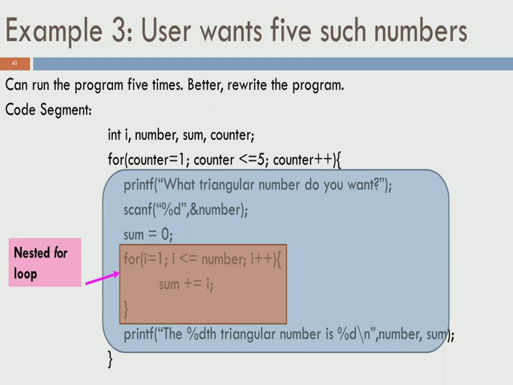We have the outermost loop running on counter and the innermost loop running on i. So we have 2 iterators, and what this code segment does is ask the user 5 times for the triangular number they want, and each time once the number is entered, it finds the triangular number and prints it out. So I suggest that you go and write this code and see what happens.